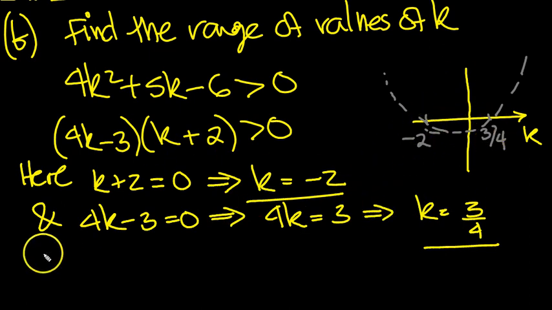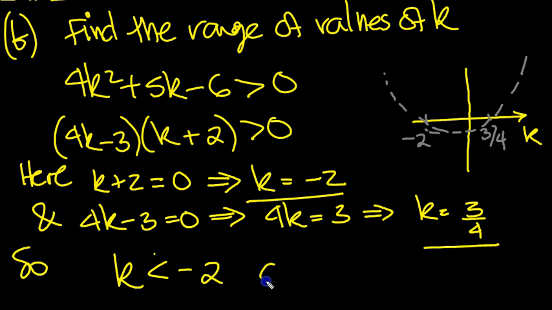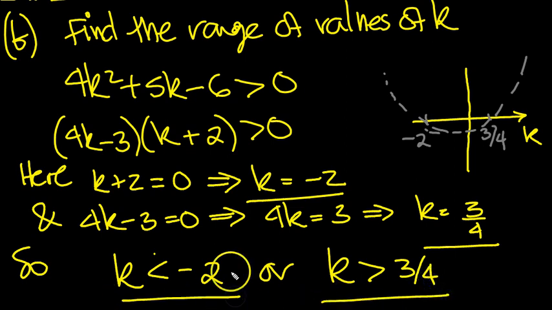Now looking at the curve then, we can see that k can lie to the left of minus 2 but not touch minus 2 for it to be bigger than 0. Or k can also be bigger than 3/4 but not touch 3/4. So there's our inequality then, the range of values of k for which this inequality is satisfied. Great.